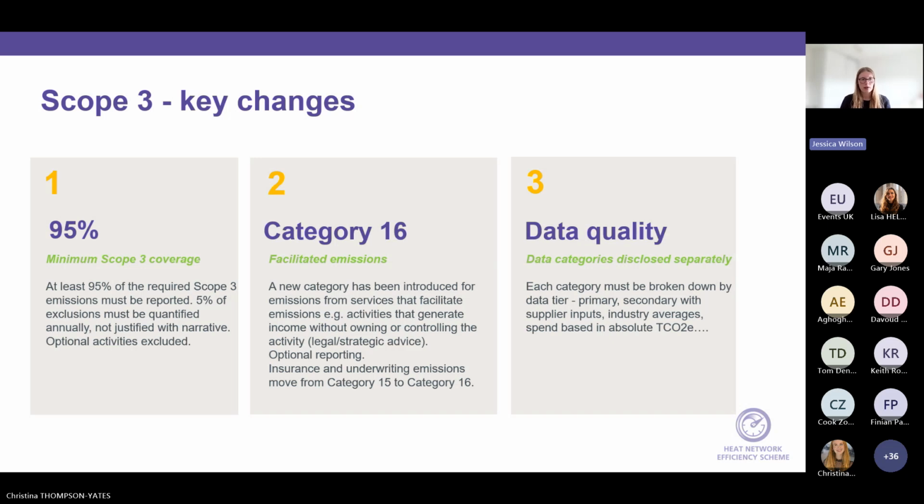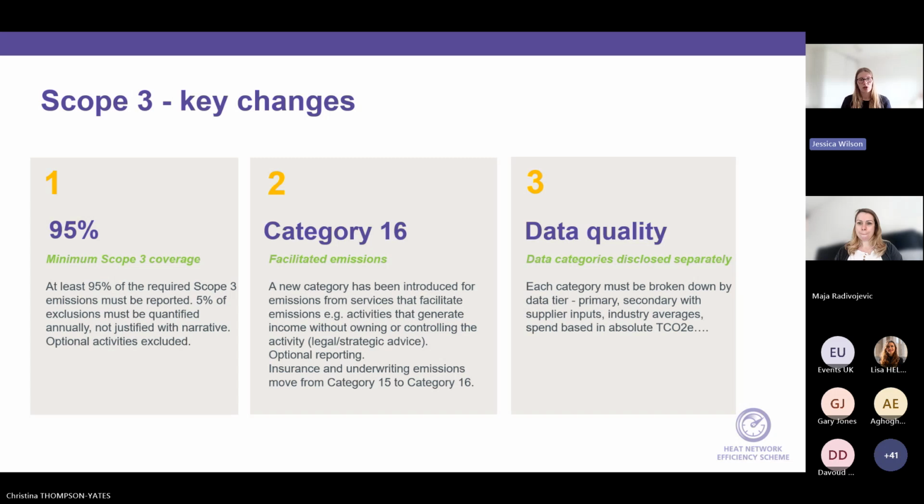One of the main ones is that companies must now report at least 95% of their total required Scope 3 emissions. The remaining 5% can be excluded, but only if it is minor sources. Prior to this change, companies had to account for Scope 3 emissions and justify exclusions, but now a threshold is put in place of that 95%.